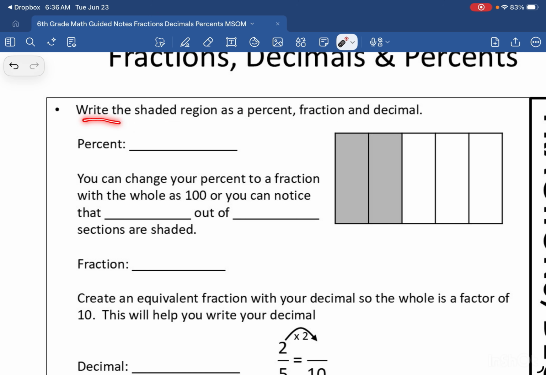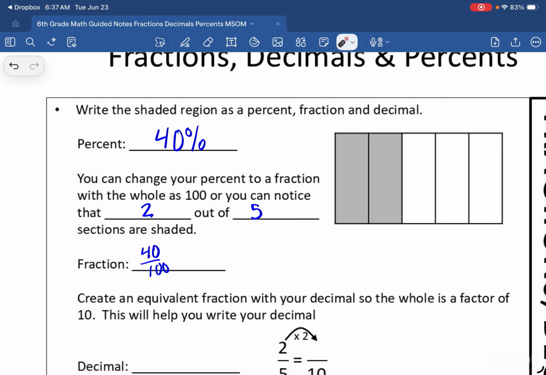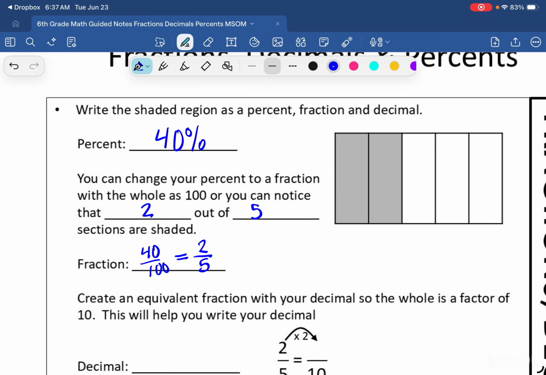Write the shaded region as a percent, fraction, and decimal. So I have 5 sections. That must mean each section is 20%. So 2 sections would be 40%. You can change your percent to a fraction with the whole as 100. Or you can notice that 2 out of 5 sections are shaded. So as a fraction, I could write 40 out of 100 and reduce that. That's always an option. Or just looking at this like a bar model, that's 2/5.